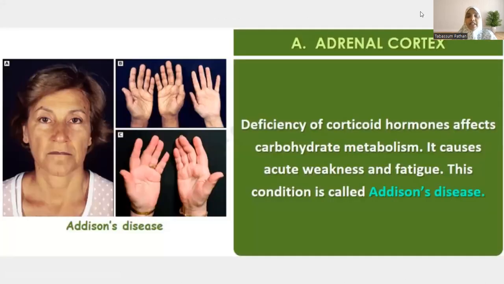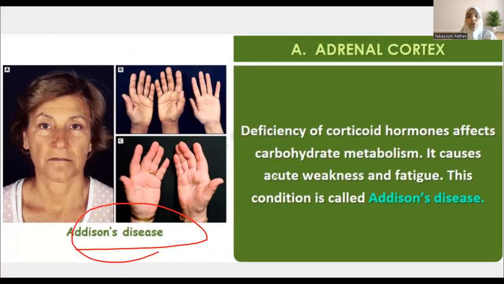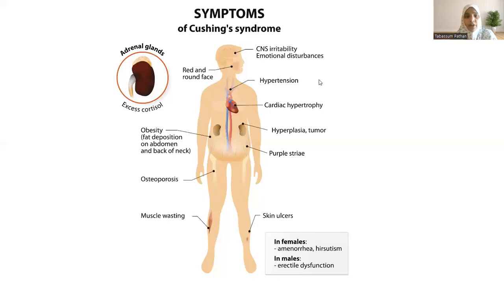If there is deficiency of the hormones of the adrenal cortex, it might result in a disease known as Addison disease. So we were talking about two types of corticoids, glucocorticoids and mineralocorticoids. If there is less secretion of glucocorticoids, then it will affect the carbohydrate metabolism, which can lead to acute weakness and fatigue. This condition is known as Addison disease. So there will be weakness, there will be tiredness, because carbohydrate metabolism is not functioning properly inside that particular individual because of less secretion of glucocorticoid.